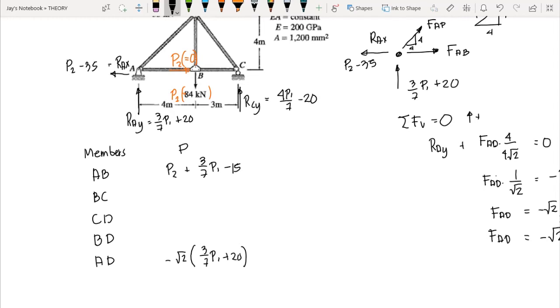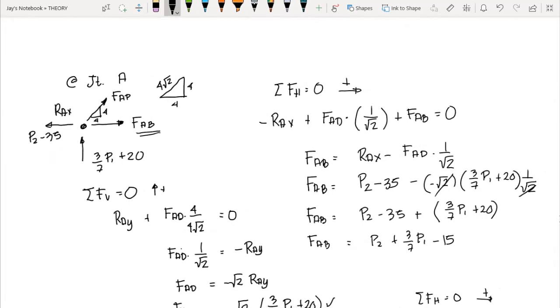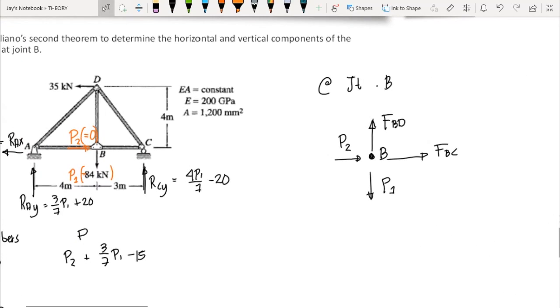So we have 3 members remaining. So we can cut at joint B. So we have this B. Then of course we have a P1, which is acting downward. And we have P2, which is 0, of course, but later on we will use the true value of P2. And then we have the member FBD. Let's assume that that is tension. We have FBD. Let's assume that we have tensile FBC. And we have FAB, but in our previous computation, we assumed that AB is tension, correct? So we assume that our AB is in tension. Therefore, we have to be consistent with our orientation. That means we also set FAB here as tension again. Okay, so this should be going away from the joint. So therefore, this is our FAB.